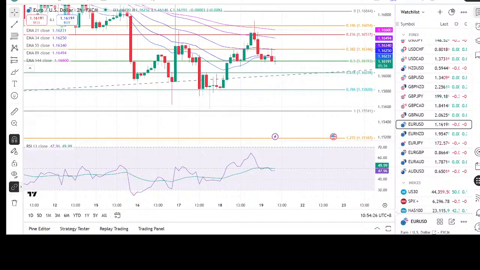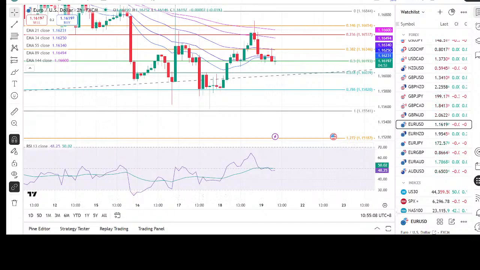So the daily, looking for a sell. Okay, daily looking for a sell at 1.1655. Okay, stop loss 1.1685, and this is a day order, day high.